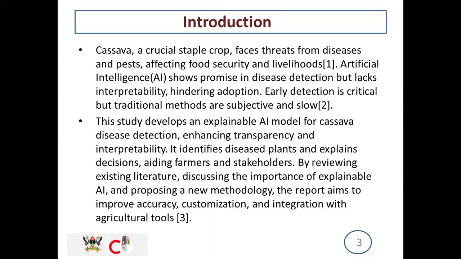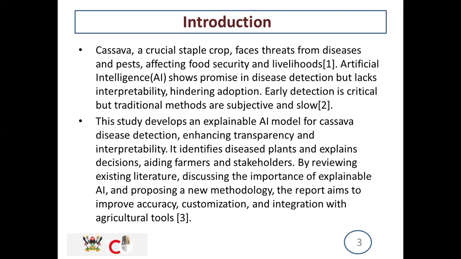So we came up with this model that can help farmers know what specific disease a specific cassava plant may be suffering from. You scan the leaf, and the model gives you the potential disease, maybe cassava mosaic or cassava brown streak, that may be affecting that particular plant.